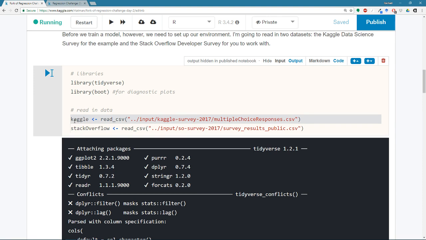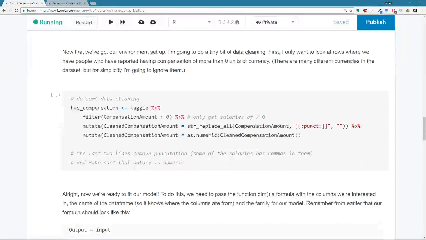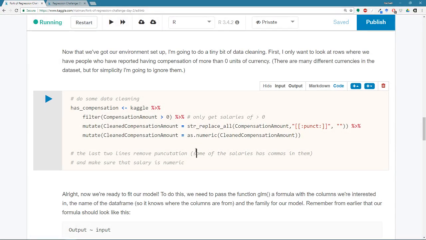And then we're going to read in two data sets, and these are both data sets that are surveys of technical professionals. So this survey was just released by us, Kaggle, and it's about machine learning professionals and data scientists. And this is the Stack Overflow developer survey from 2017. So that's a survey of a lot of software developers. And I'm going to be working with the Kaggle dataset, and y'all are going to be working with the Stack Overflow dataset. And I'm just going to do a little bit of cleaning, so I want to make sure that I only get rows where I know compensation amount and where it is larger than 0.